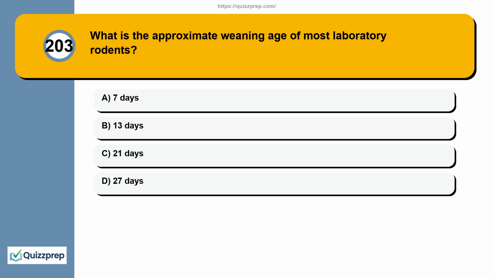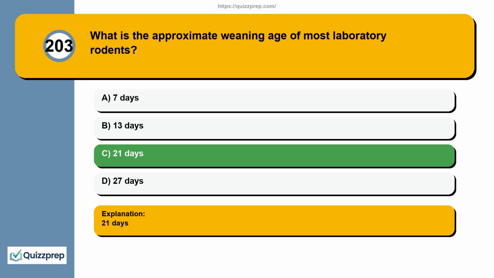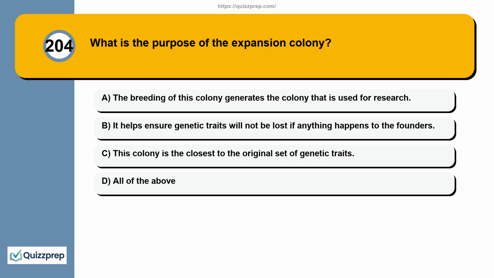Question 203. What is the approximate weaning age of most laboratory rodents? Option A. 7 days. Option B. 13 days. Option C. 21 days. Option D. 27 days. The correct answer is option C. 21 days. Question 204.